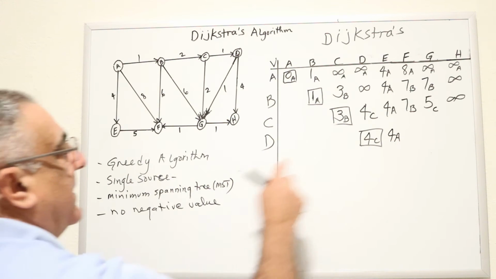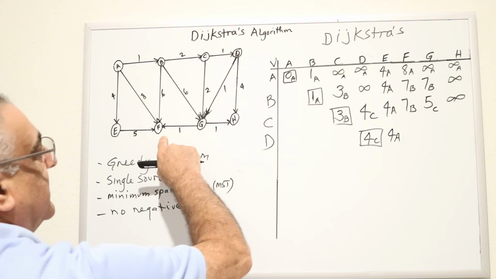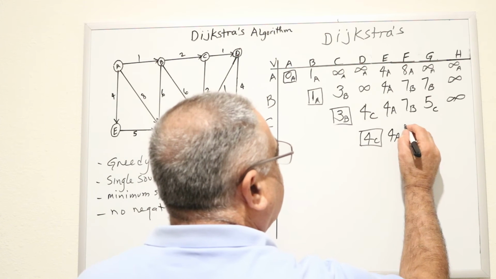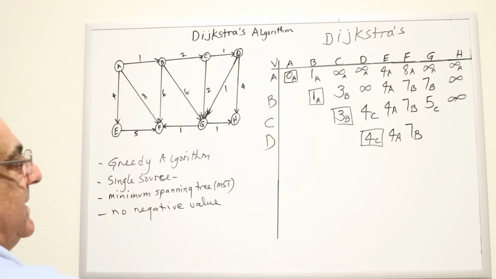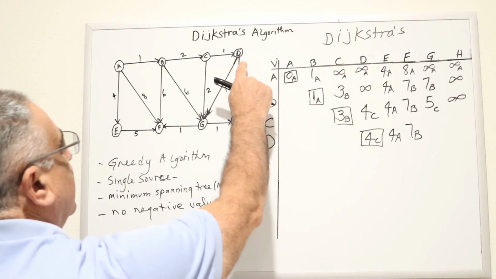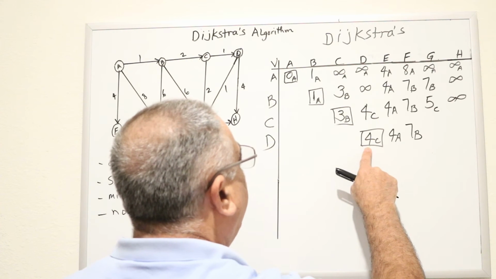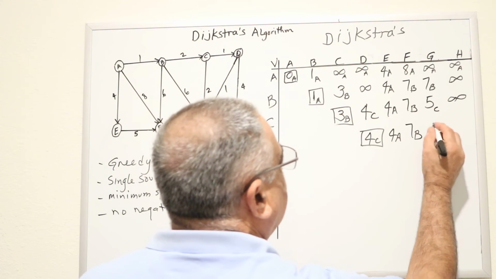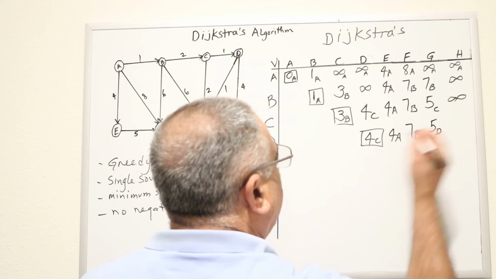Alright? How about D to F? D to F, there is also no direct link. I'm going to leave my 7 there, because 7 is better than infinity. D to G, which is 1. 1 plus 4 is 5. It's the same. I'm just going to write down the 5 from D.